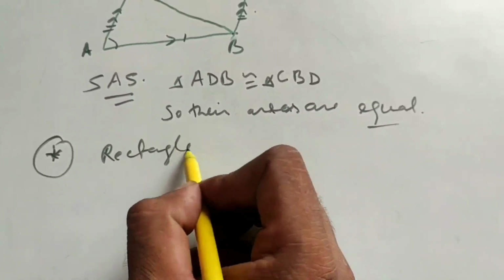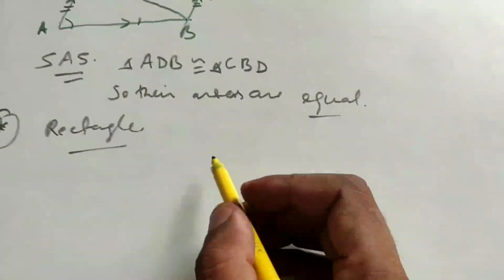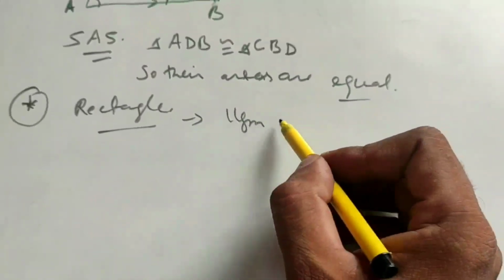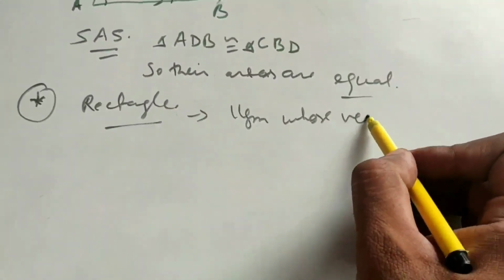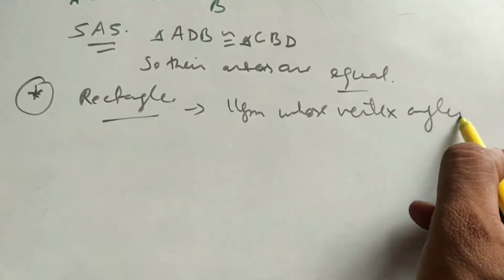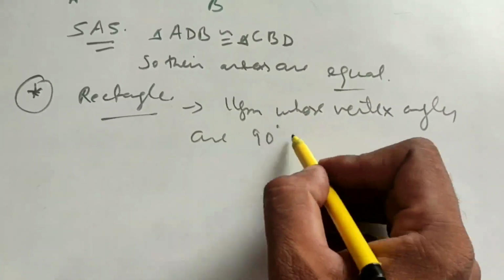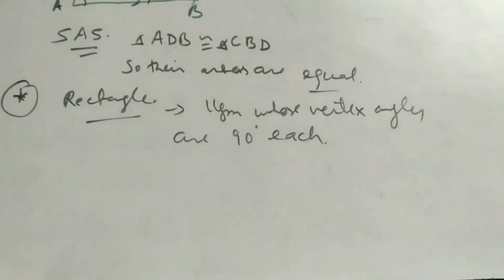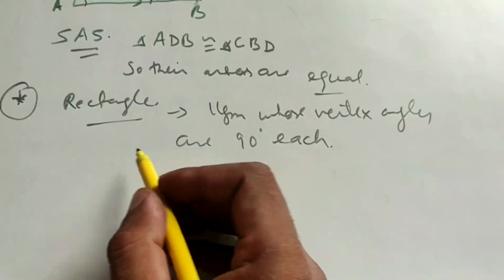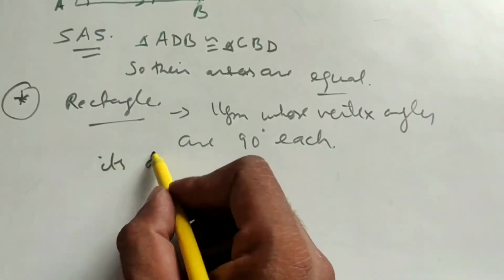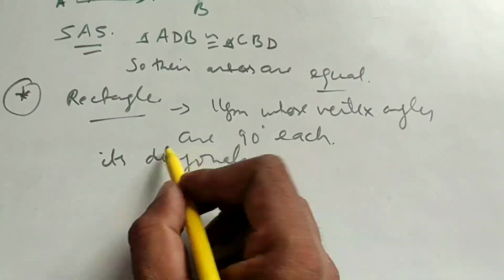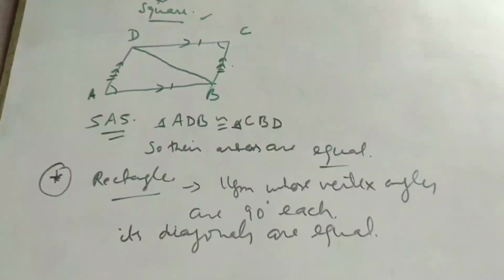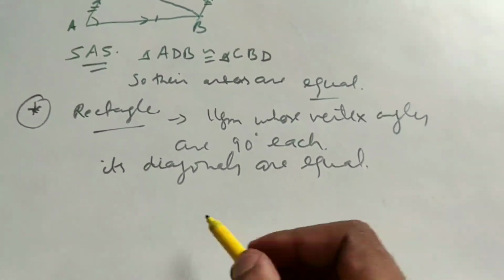A rectangle will have all the properties of a parallelogram. Besides that, we know that a rectangle is a parallelogram whose vertex angles are 90 degrees each, and therefore its diagonals are equal. In the case of a parallelogram, diagonals were not equal, but in a rectangle, diagonals are equal.